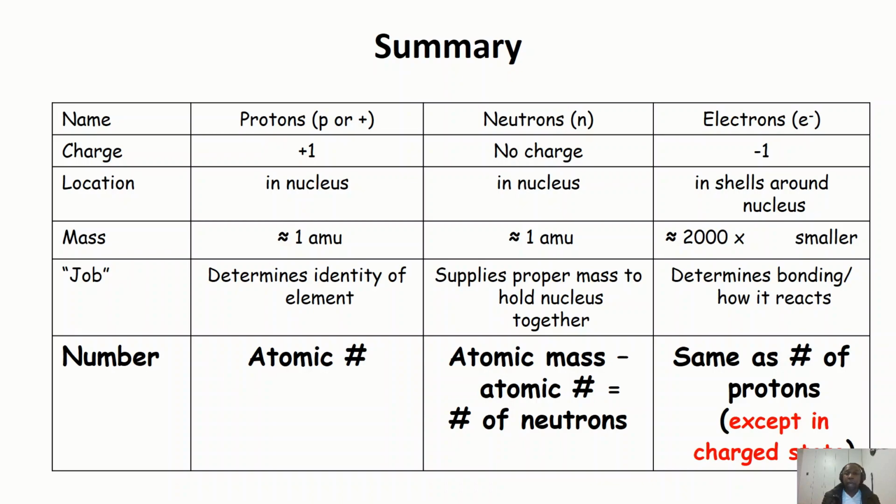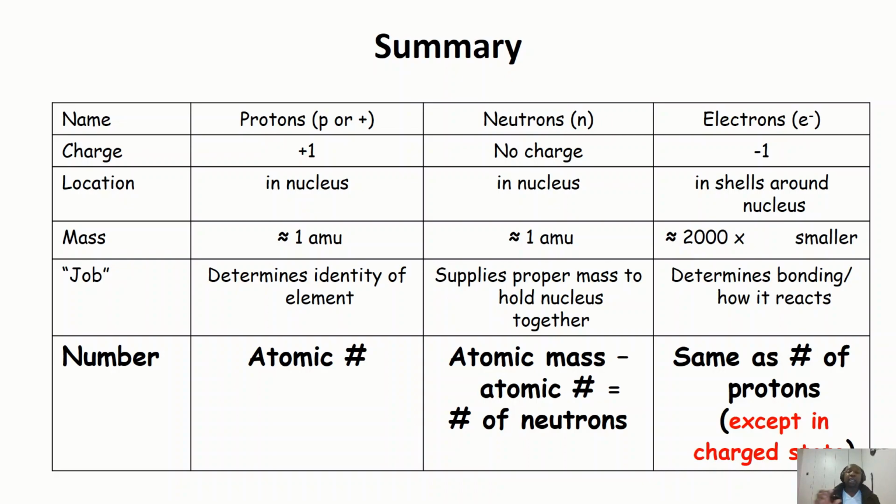So in terms of mass, proton has 1 atomic mass unit, neutrons 1 atomic mass unit, while electrons is 2,000 times smaller than the proton. And what do they do? Their job. So proton determines the identity of the element.